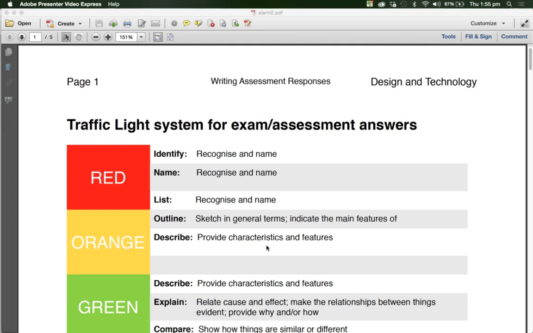Usually you can only get 1 to 2 marks out of this. So straight away you should understand that. When we go down to the orange, you start getting outline and describe. And now we're sort of going 2 to 4, possibly even 5 marks sometimes. However, you'll notice that the green also has describe. So sometimes you've got to actually look at the amount of marks allocated to the term.